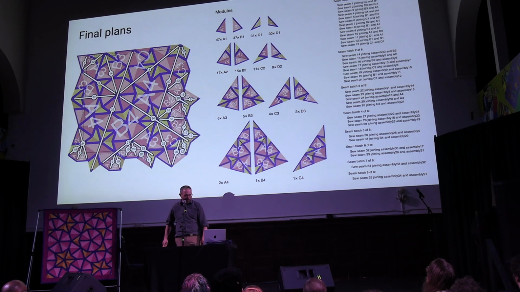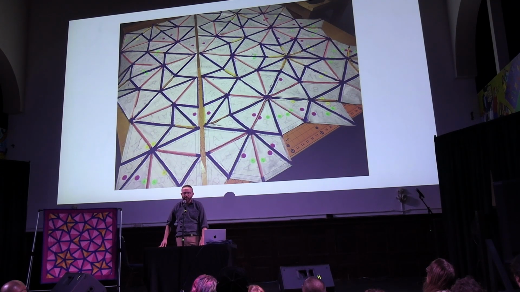So the Rust program produces for me essentially a big schematic of all of the modules you need to make, and then all of the seams that you need to sew between them. And this is the state of the quilt immediately before sewing that last seam, seam 35, and you can see all of the paper templates that were used to construct this thing.